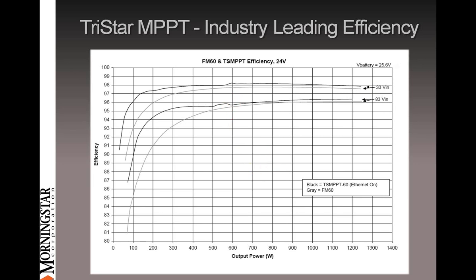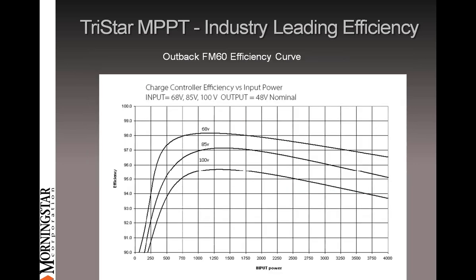Now, to give you a clearer example of that, this is the efficiency curve from the Outback FM60. Three different voltages, 48-volt nominal battery bank. Here's peak efficiency, operating at, in this case, a little over 98%. It's pretty good. But this is a 48-volt battery, and this is a 60-amp controller. You're hopefully going to want to run around 3,000 watts, 3,200 watts at most, to get your full 60 amps.